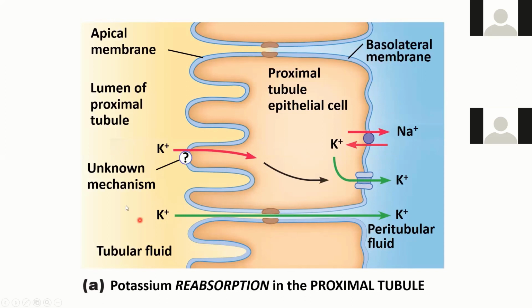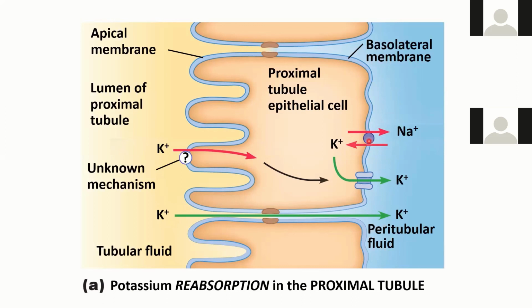Another thing that's happening is through these leaky tight junctions, we have potassium moving paracellularly, so between epithelial cells. We have potassium moving directly from the tubular fluid, where it's potentially kind of high, right, into the paratubular fluid. Our potassium concentration in the paratubular fluid, so the part between the epithelial cells and our capillaries, is low because of the action of that sodium-potassium pump in the basolateral membrane.